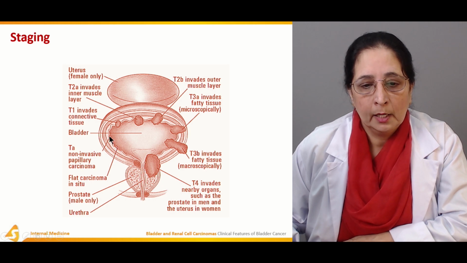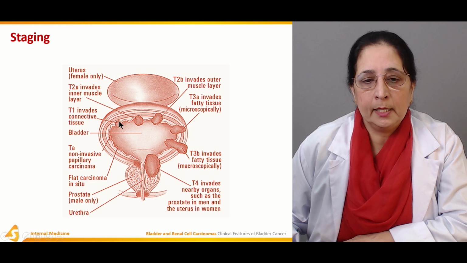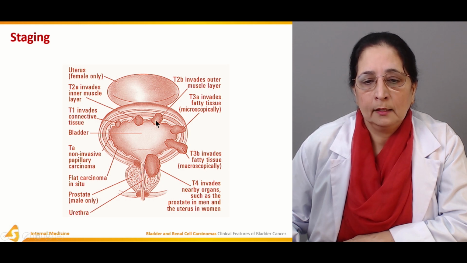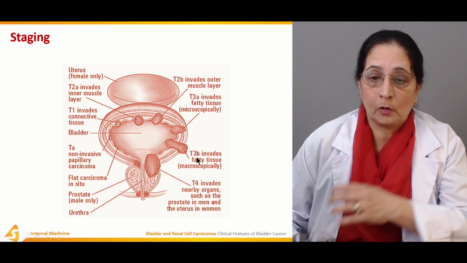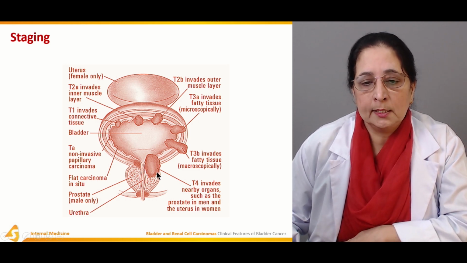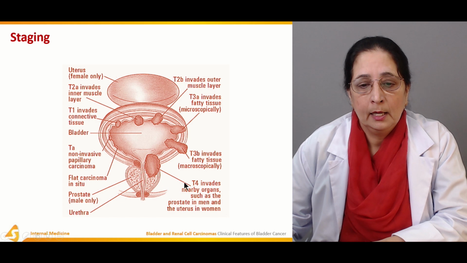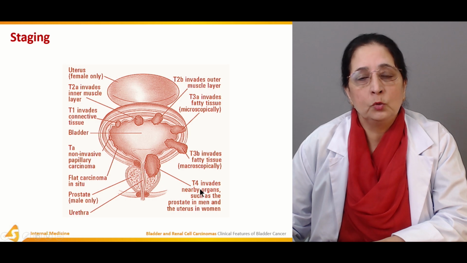Carcinoma in situ. Then we have TA, non-invasive papillary carcinoma. T1 invades the connective tissue, then the inner muscle layer, outer muscle layer. Then we have fatty tissue invasion microscopically, then macroscopically, and then it invades the different surrounding organs. So that's how the staging of bladder cancer occurs from carcinoma in situ to T4.